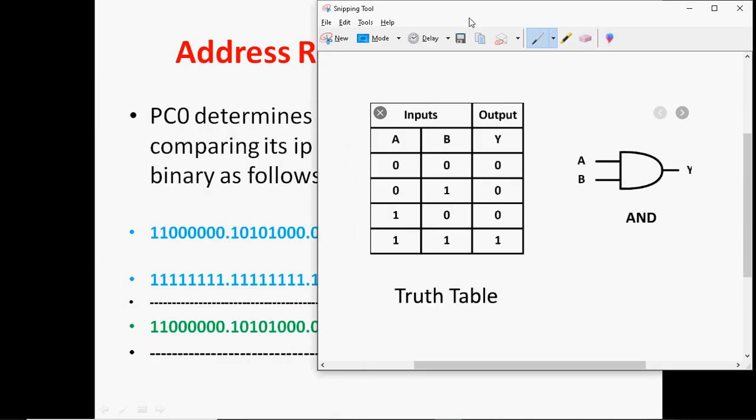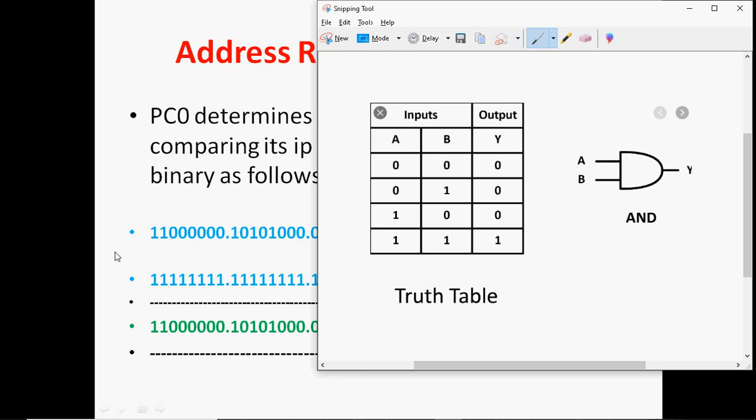So if you don't know, see this table. A and B: 0 0 gives 0, 0 1 gives 0, 1 0 gives 0, 1 1 gives 1. So if both values are 1, it will be 1. Everything else will be a 0. This is the AND operation.